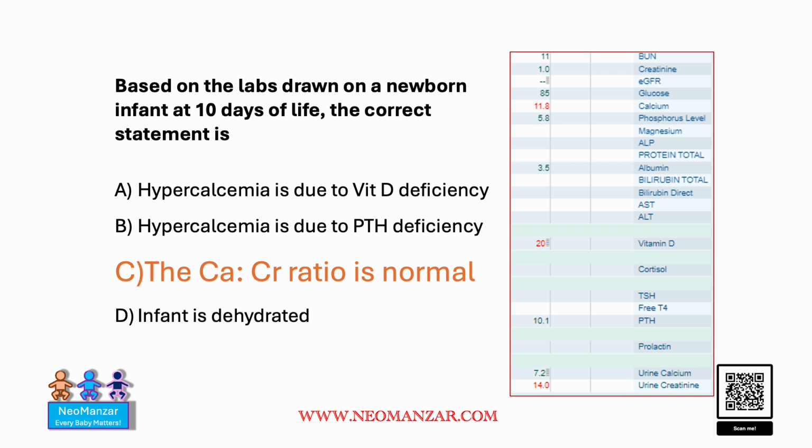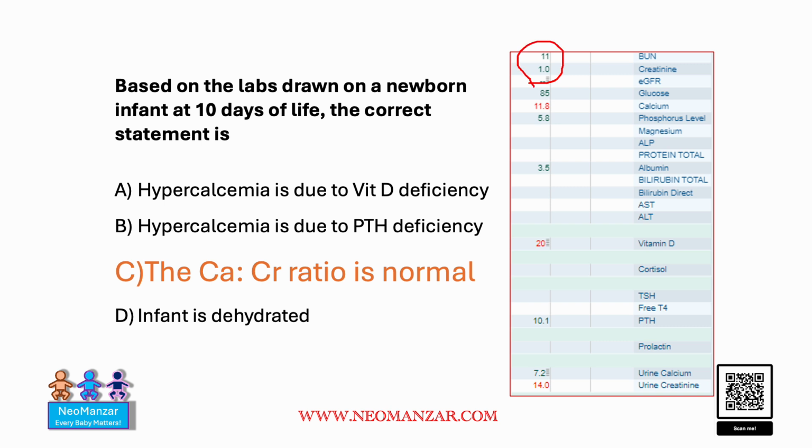So now let's see if the infant is dehydrated, and then we'll come to the right choice. You see the BUN is not that bad. With dehydration, the BUN to creatinine ratio should be greater. Here you see it is 11/1. It has to be 20/1.